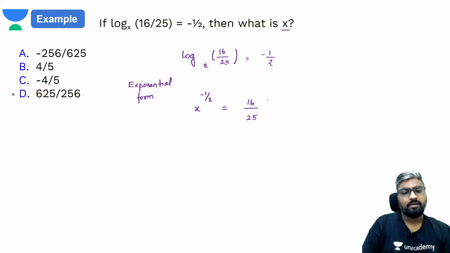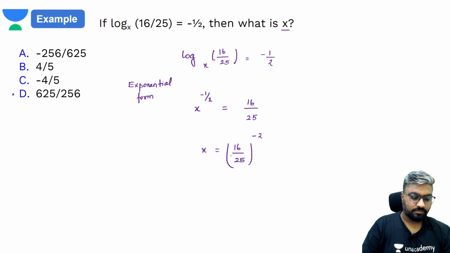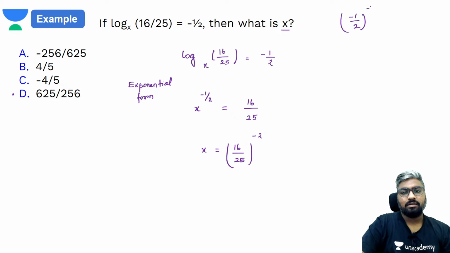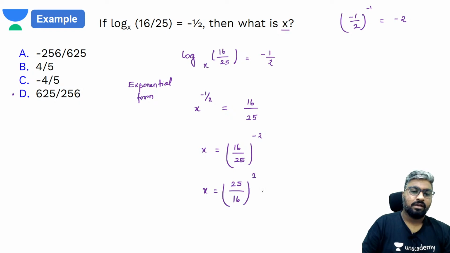If we take this power to the other side, what will we have? We will have x is equal to (16/25) whole power minus 2. Yes, minus 1 by 2's inverse is minus 2. Correct? Anything to the power negative will be reciprocal. So this is nothing but (25/16) the whole square. 25 square is 625, 16 square is 256.